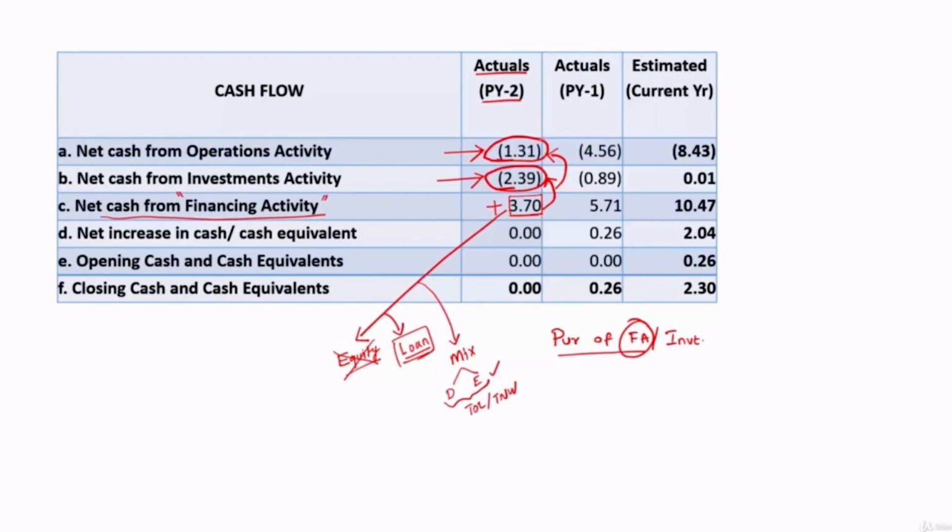So here there is a negative operational cash flow, there is a negative cash flow under investment activity, and all were funded from financing activity. And if you sum all this, the net increase in cash and cash equivalent is 0. They didn't have any opening balance and they're also not having any closing balance. This is previous year 2 analysis. Let us also analyze previous year 1 now. We'll do the analysis of previous year 1.